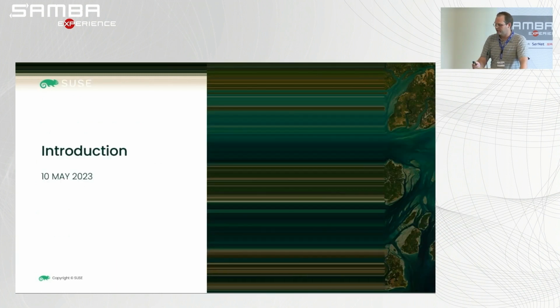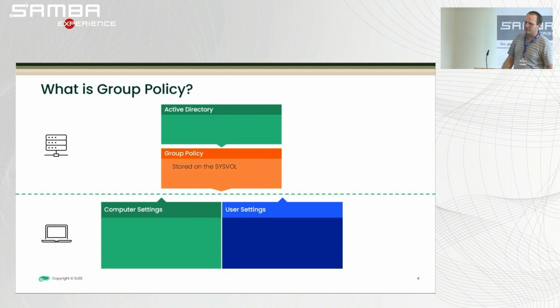So an introduction. Group policy, you'll see, is kind of this centerpiece in the diagram. You've got Active Directory, and you need to be able to manage your machines and your users within your organization. So group policy governs those computers and users and how they interact.